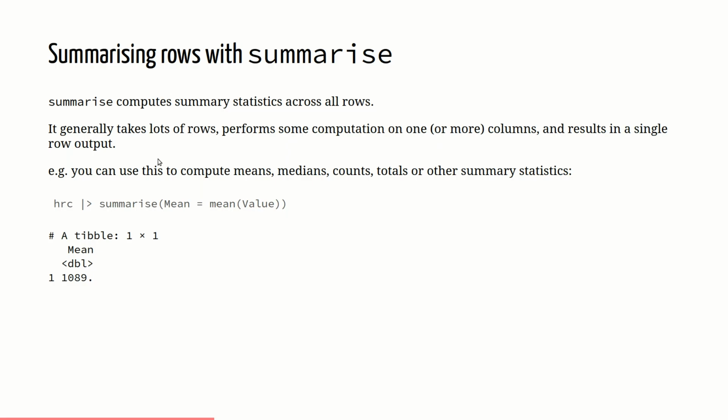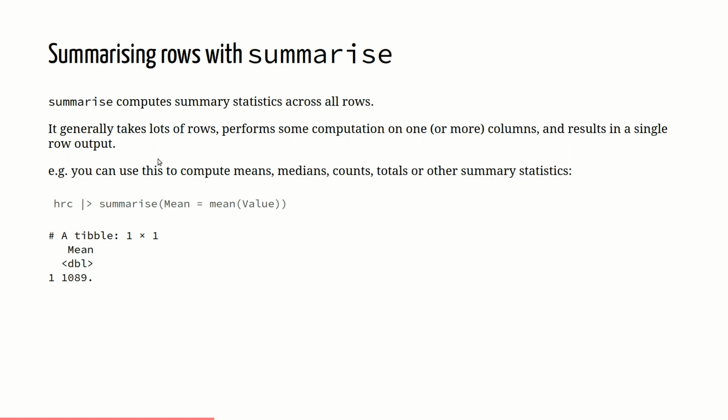Okay, so today we're going to be looking at summarise and group by. So we'll start with summarise, and that's for computing summary statistics across all the rows. So generally it will take a whole bunch of rows in and it will perform some computation on one or more of the columns of the data, and will return generally a single row of output. Okay, so you can use this to compute the minimum, the maximum, the mean, the counts, totals, all that sort of thing.